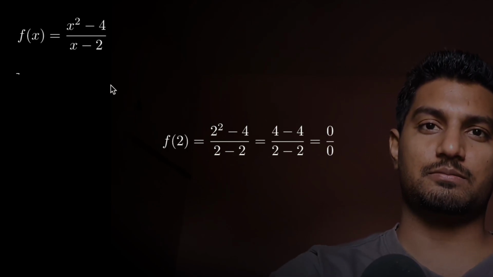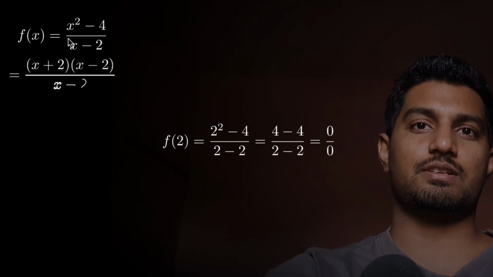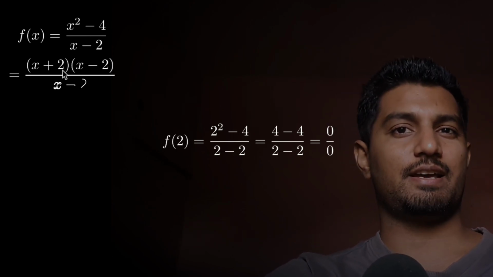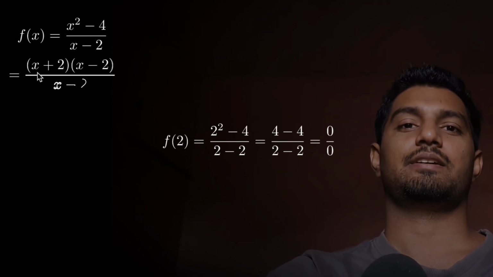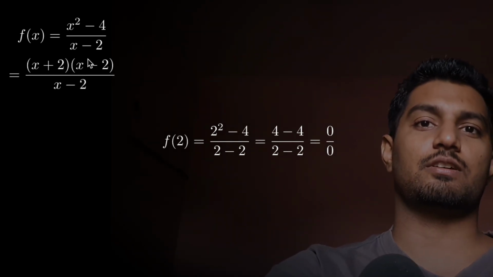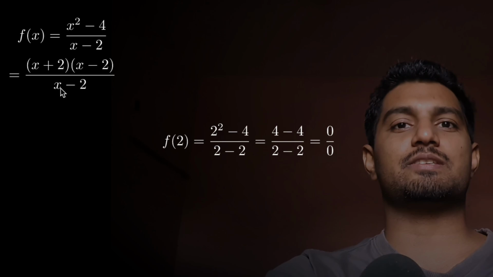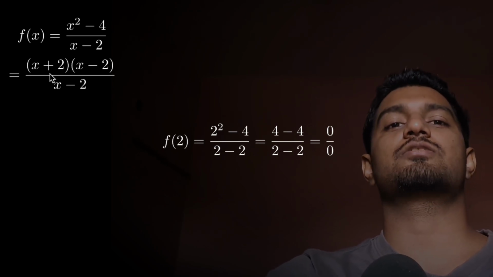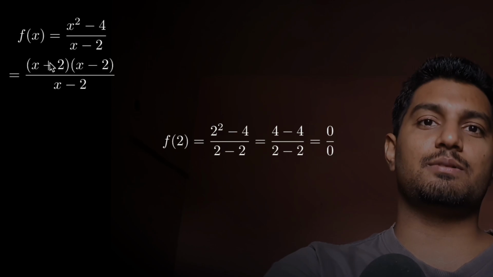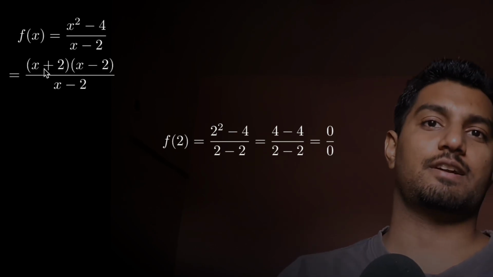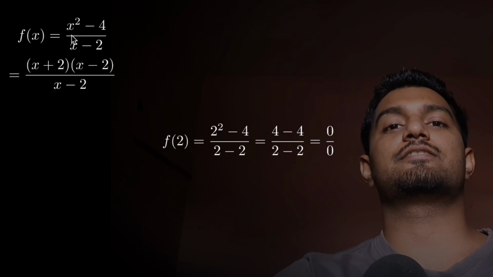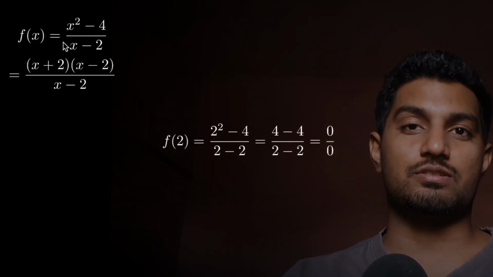So what we can do is solve this equation. This is like a square minus b square, so I can split it into x plus 2 and x minus 2, and the x minus 2 was already there. So we can cross these terms out, x minus 2 and x minus 2, and we are left with the solution x plus 2. So basically the actual function is this, but it looks like x plus 2 if you solve it.